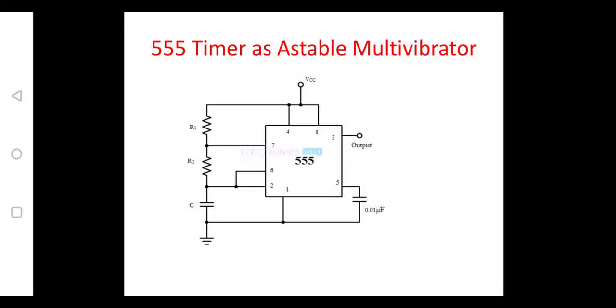If a structure in which 555 timer pins number 2 and 6 are shorted, then such a circuit is called an astable multivibrator. In order to understand the operation of an astable multivibrator, let us see the functional diagram of the astable multivibrator. From the functional diagram, we can derive the frequency as well as timing calculations.